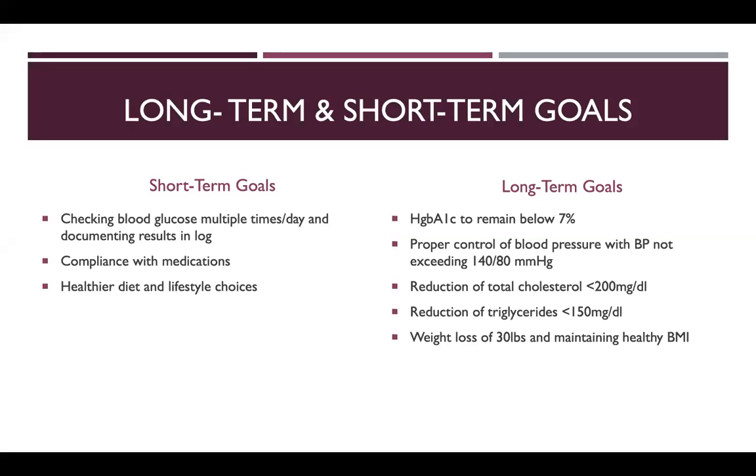So just some long-term and short-term goals for Mr. JT. Just making sure he's checking his blood sugar like he's supposed to, and documenting it in the log. Compliance with his medications, healthier diet and lifestyle. Long-term goals is we really want to see his hemoglobin A1C below 7. His blood pressure not to exceed 140/80, a decrease in his cholesterol, his triglycerides, and maybe some sort of weight loss. An overall goal of maybe 30 pounds in maintaining that healthy BMI.